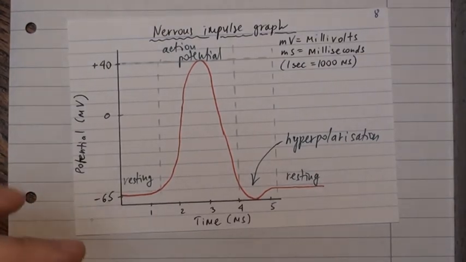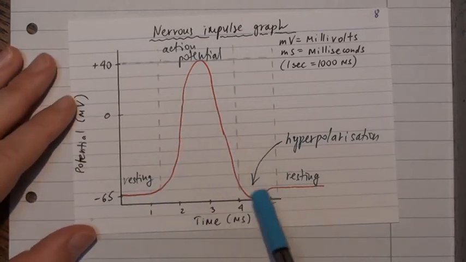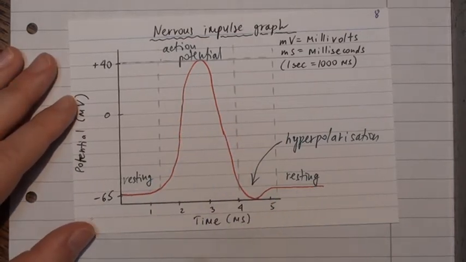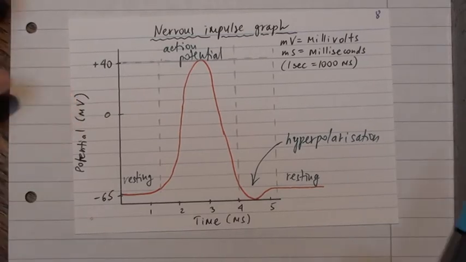Obviously you can improve that with a bit of training, if you're a professional athlete, but still there is going to be a limit. You can't reduce it to zero, you can't do it indefinitely fast. Right, so that's your graph for the nervous impulse.